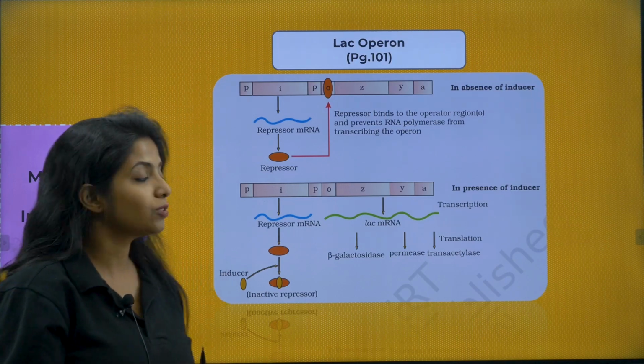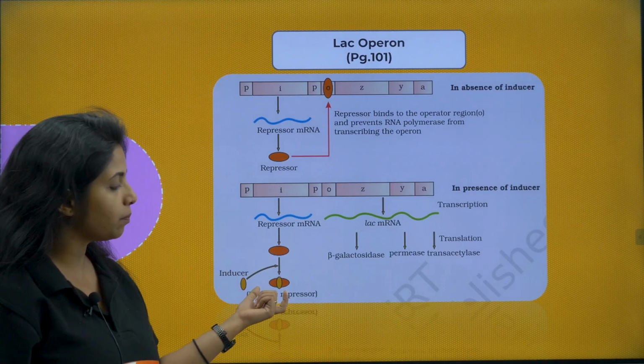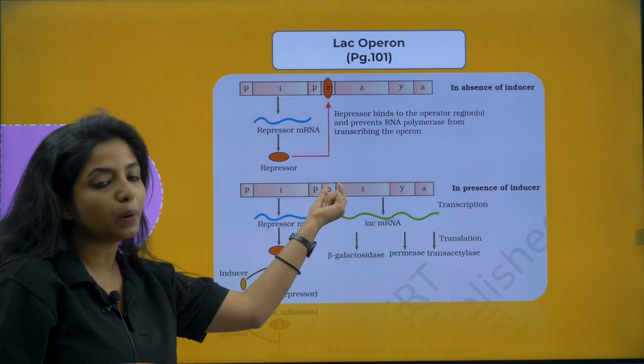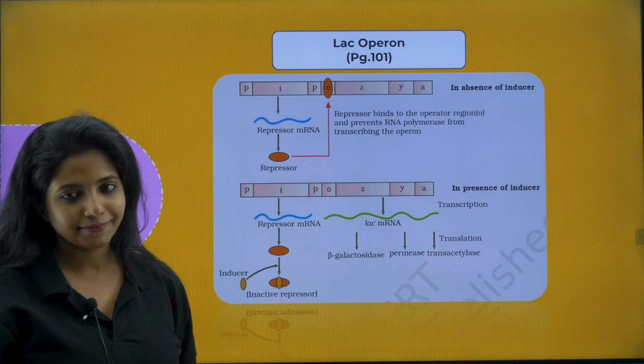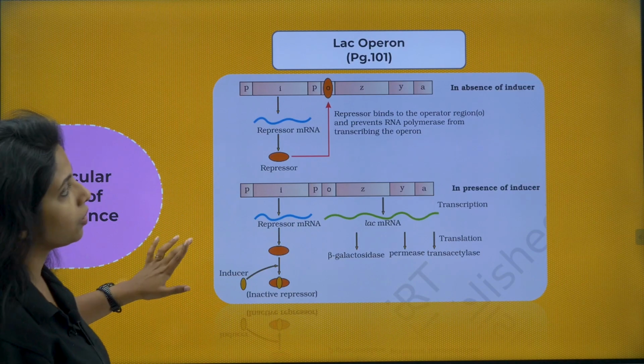And lactose and allolactose are the inducers which would come and bind on the repressor, such that the repressor is not free to bind over here. So, if it is not coming and binding, that means transcription can easily happen. So, lac operon, very, very important.